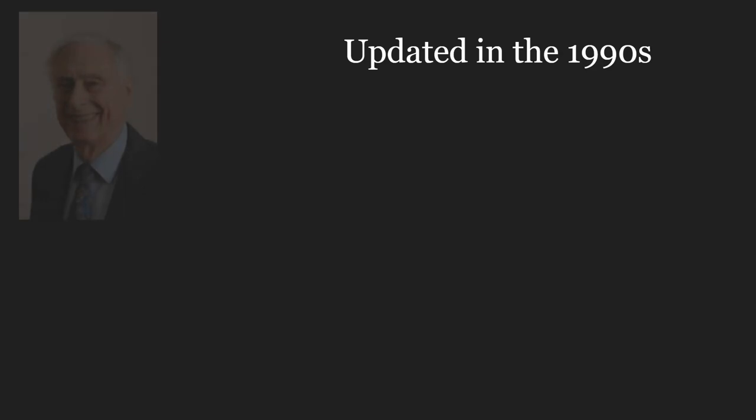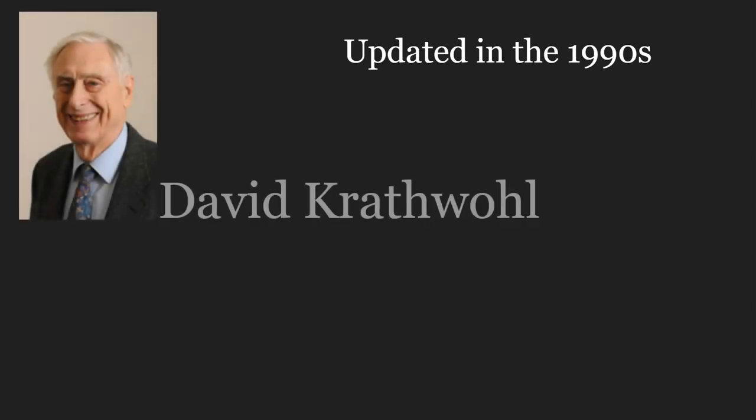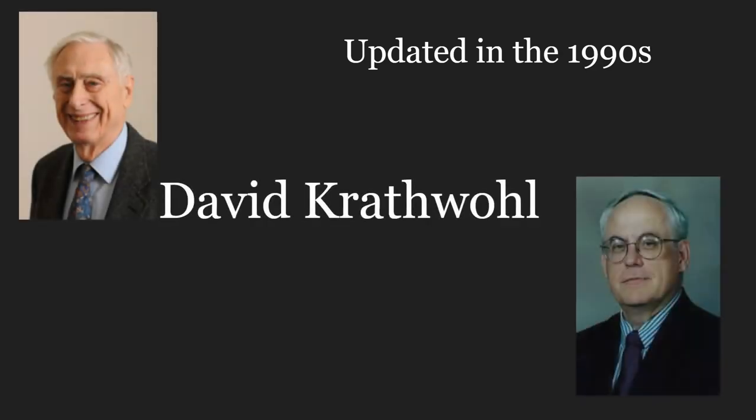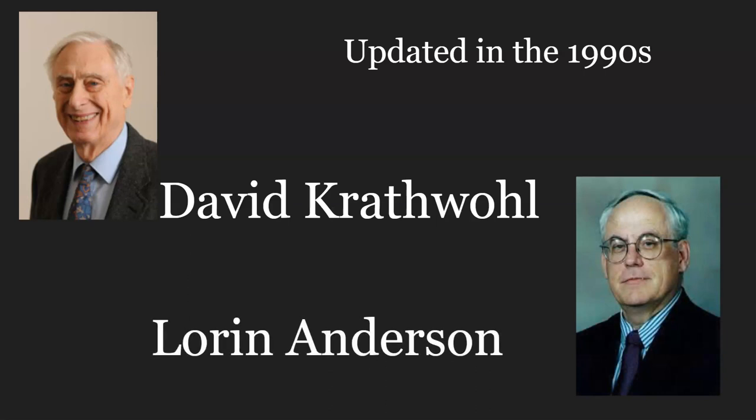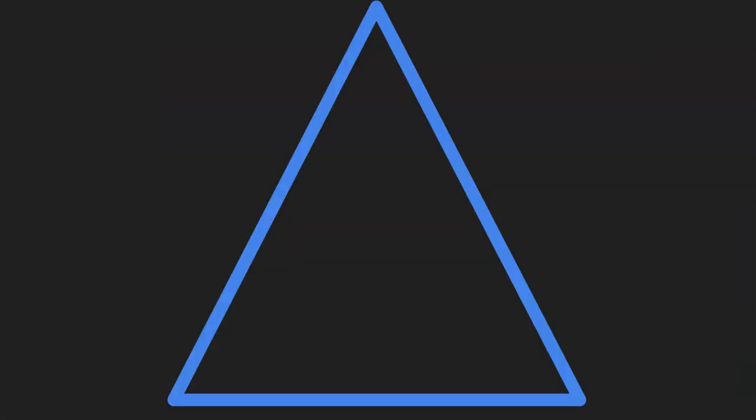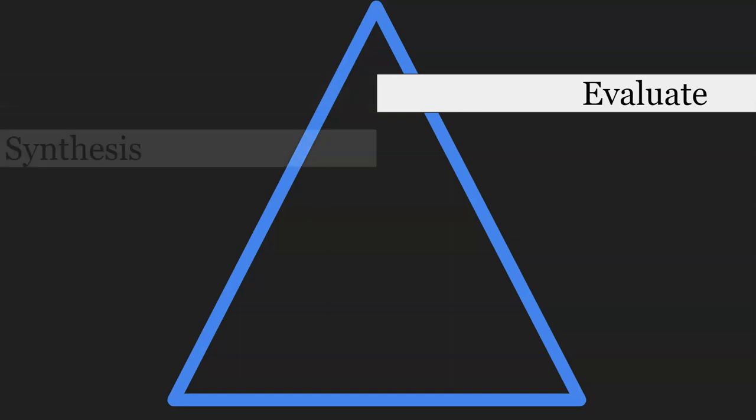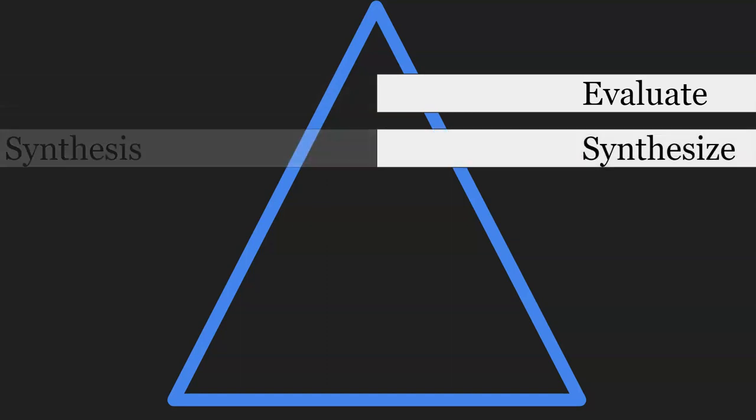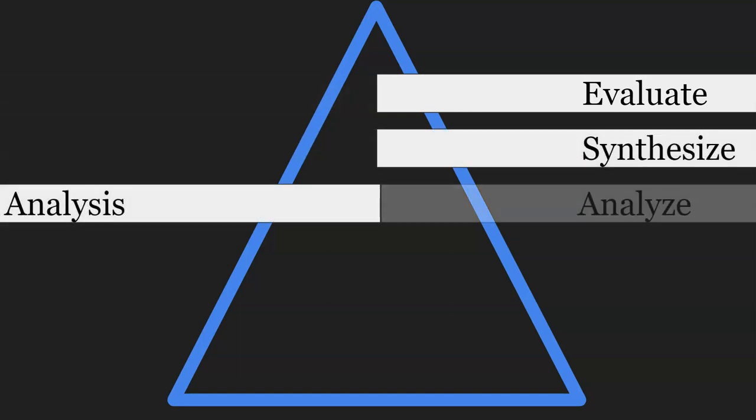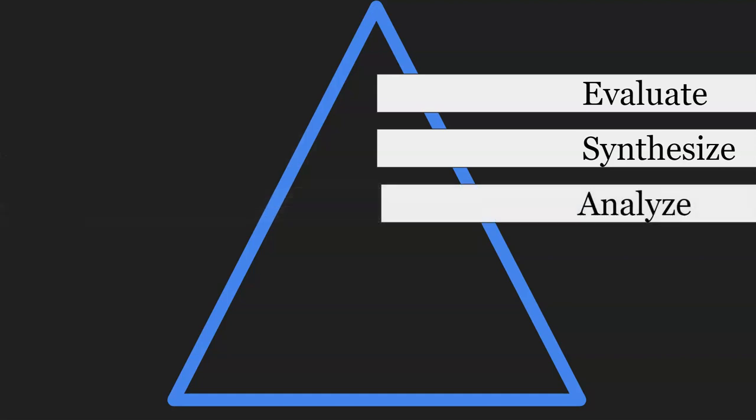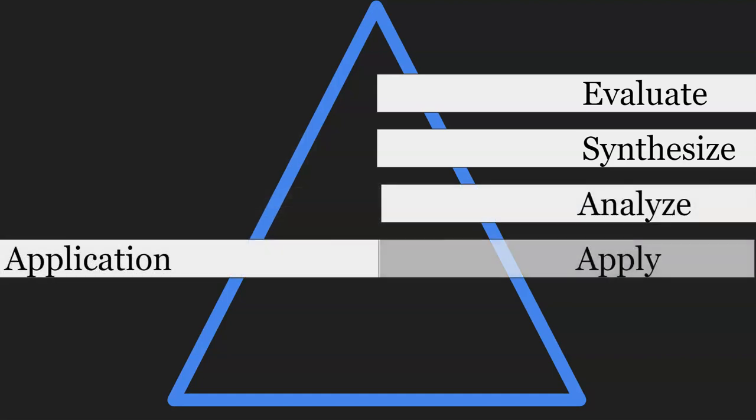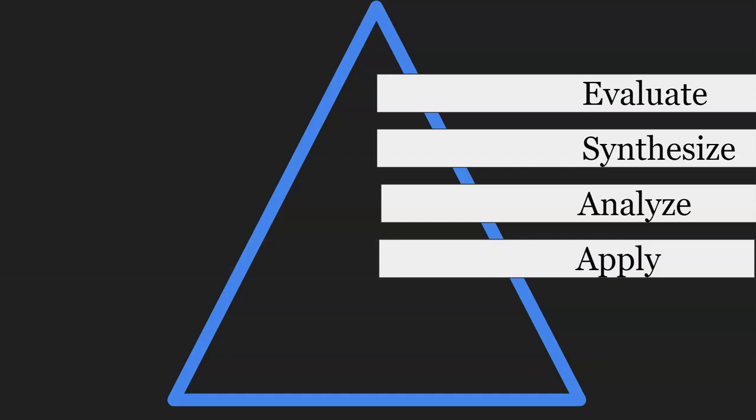In the 1990s, David Krathwohl, one of the original authors, and Lauren Anderson, a former student of Bloom's, led a group who updated the model. To make the model more relevant to 21st century learning, one of the main changes was updating the nouns in each level to action verbs. This change makes thinking an action-based process rather than a passive acquisition.